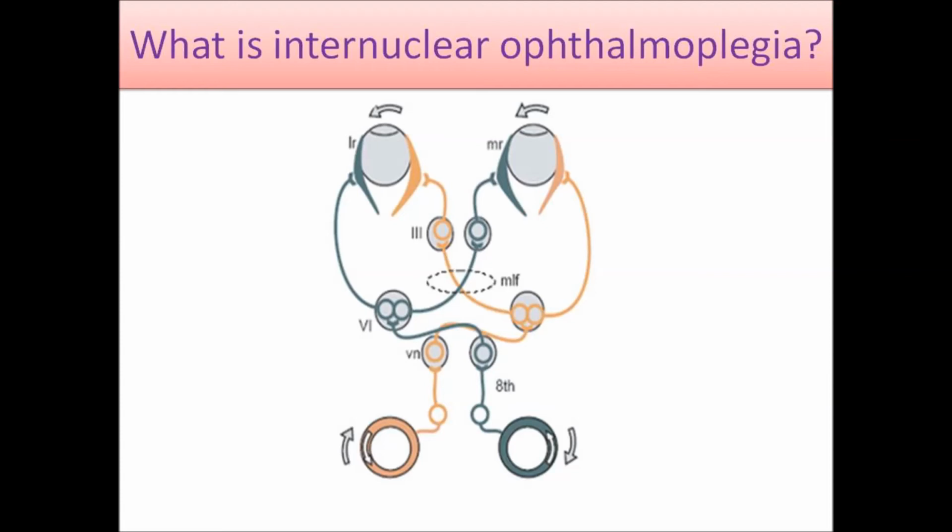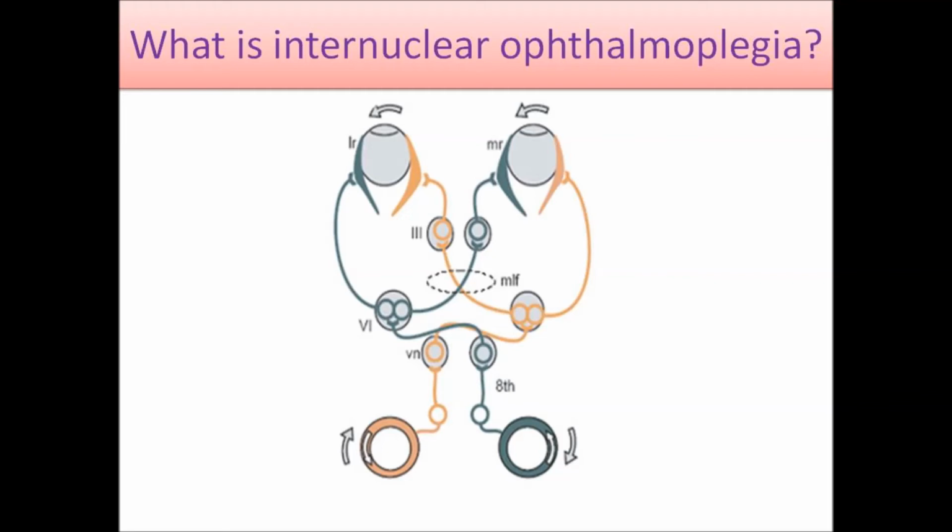Okay. Internuclear ophthalmoplegia. What is internuclear ophthalmoplegia? It is a condition of disrupted conjugate gaze. What is a conjugate gaze? A conjugate gaze is that when I look at one side, both eyes will look at that side. For example, when I want to look at the right side, the right eye will abduct using the lateral rectus muscle, while the left eye will adduct using the medial rectus muscle.